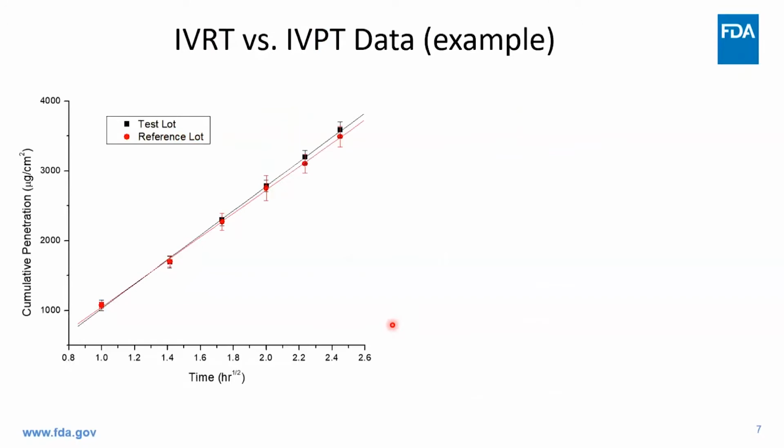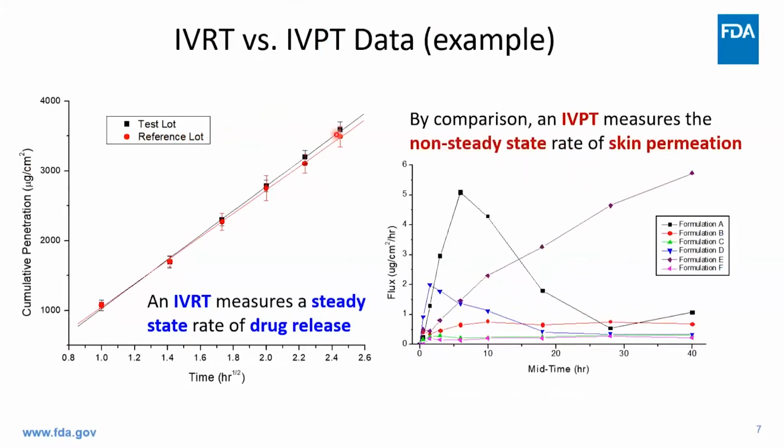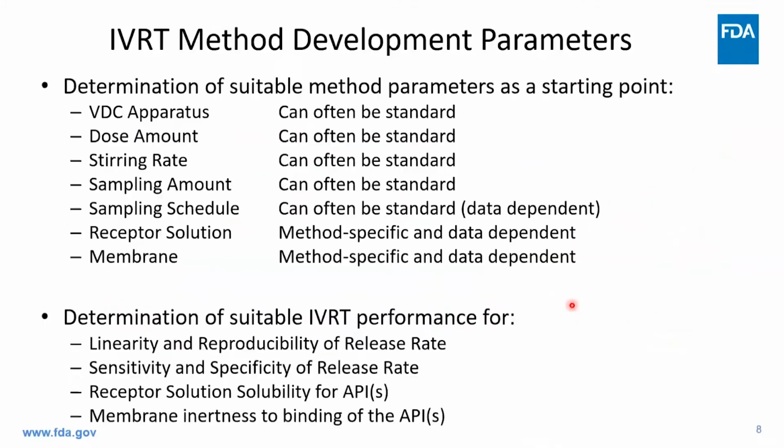Now, the data that you get from an IVRT, an in vitro release test, measures the steady state rate of drug release. So here you have the cumulative amount permeated over time, actually mapped to the square root of time. And this slope, this rate, is that release rate that you're looking for. By contrast, the IVPT, the in vitro permeation test through human skin, measures the non-steady state, constantly changing flux rate over time of skin permeation for different formulations.